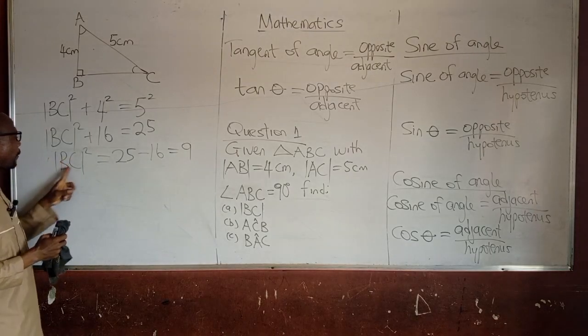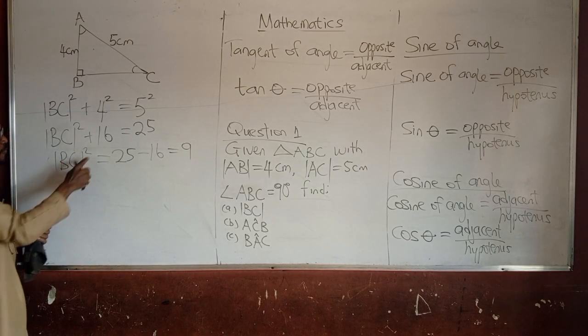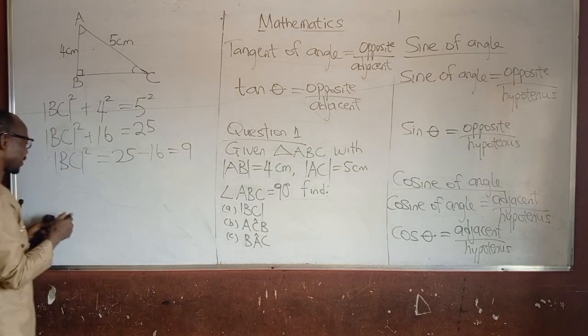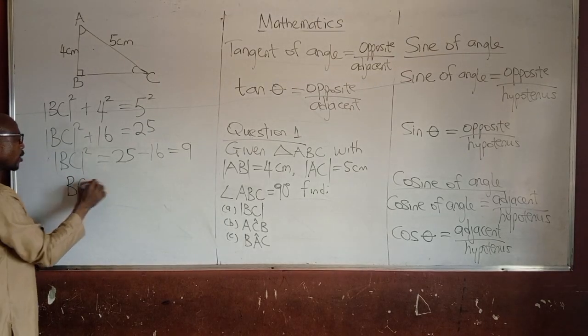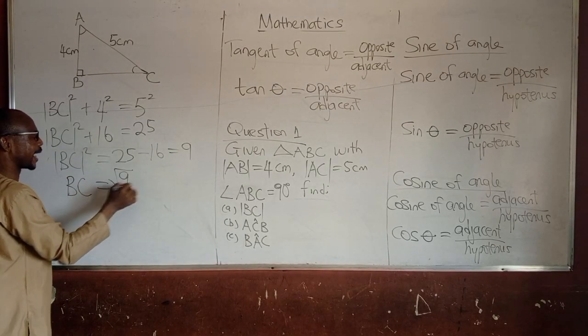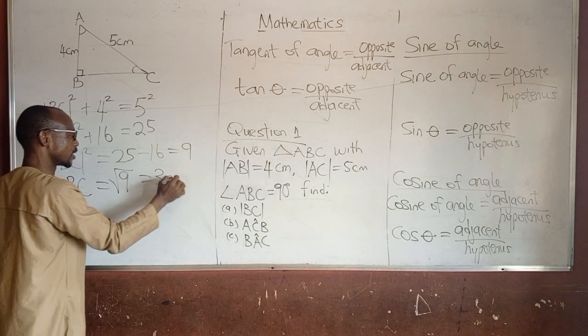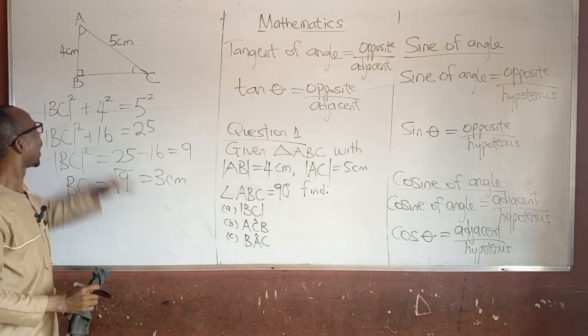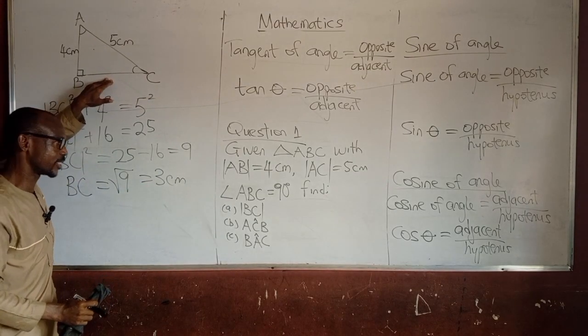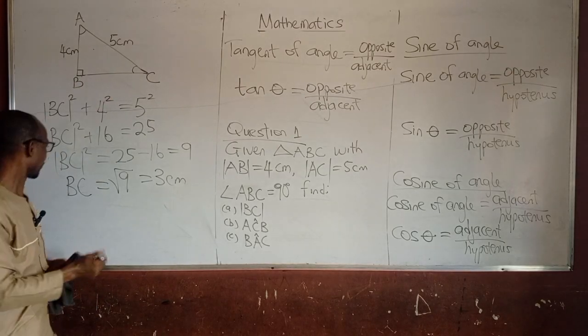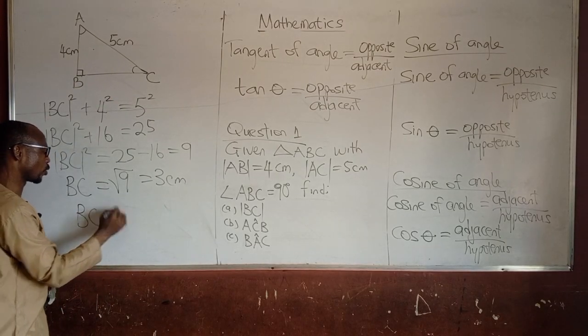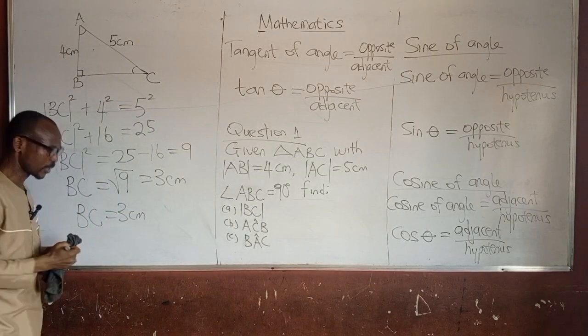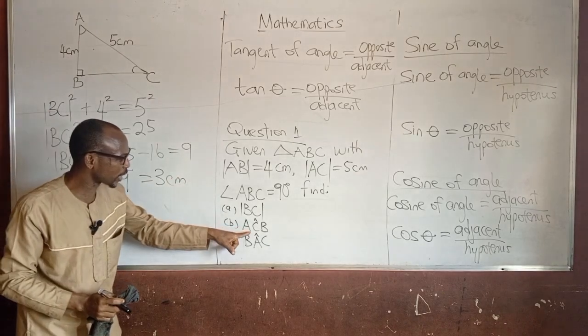How we go take get our BC now? We go find the square root of 9. So our BC will become square root of 9, will give us 3cm. Now we don know say our BC na 3cm. BC is equal to 3cm. Now we will go to the next question.